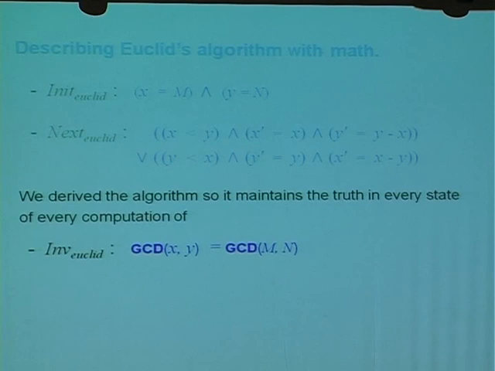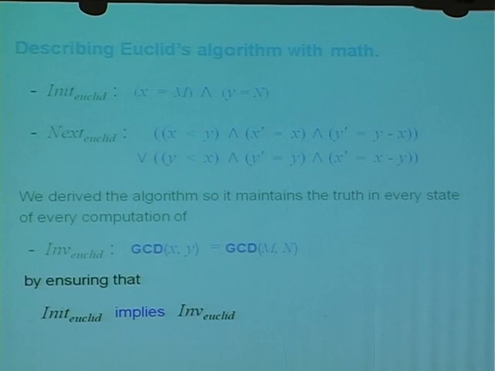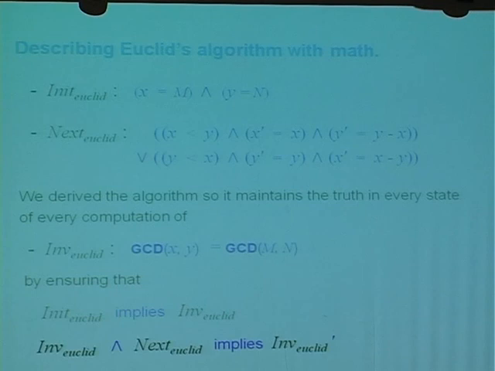Okay, so we derive the algorithm so it maintains the truth in every state of every computation of this invariant by ensuring that the initial predicate implies the invariant, and if the invariant is true and the next state relation is true, then that implies that the invariant prime is true.